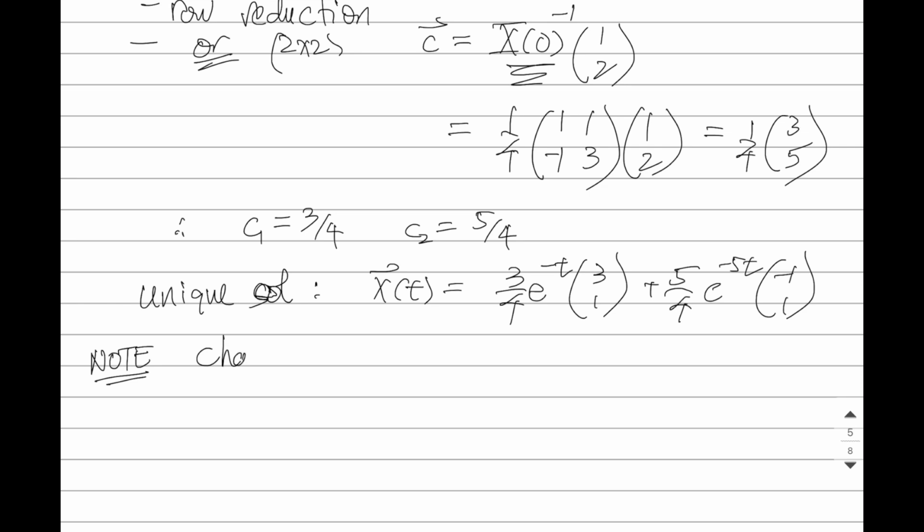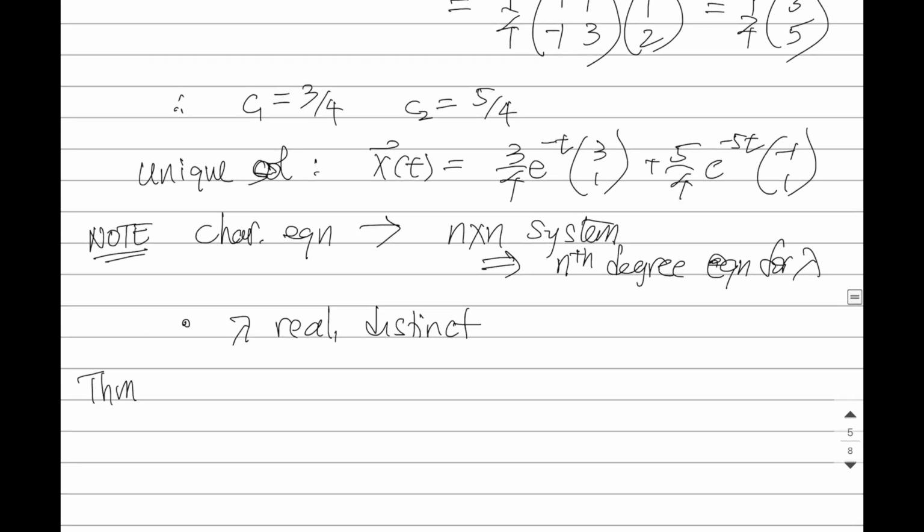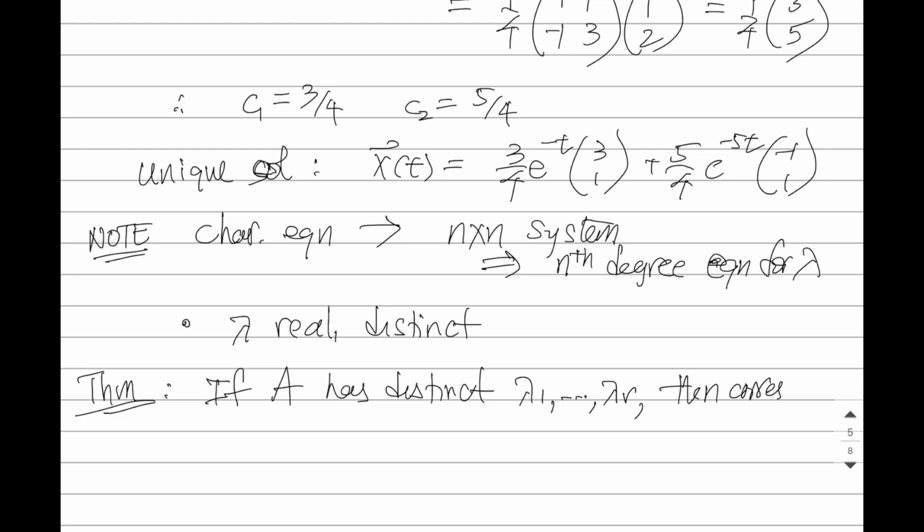Now note, when we solve our characteristic equation, if we have an n by n system, this will imply that we will get an nth degree equation for our eigenvalues. In the case that these lambdas are real and distinct, which was like the example we found, we have a theorem from linear algebra. So if a matrix A has distinct lambdas, lambda 1 all the way through to lambda r, then the corresponding eigenvectors are linearly independent.